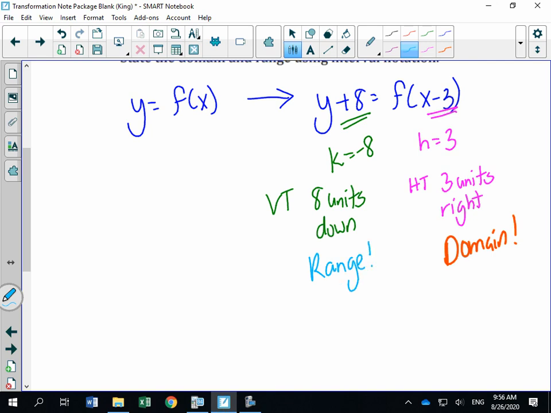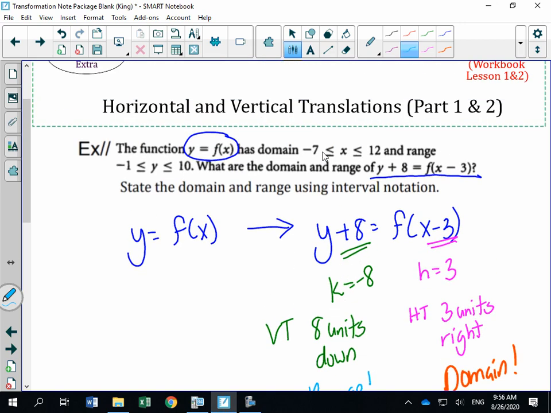Now, it wants the new domain and range in interval notation. Right now, this is in set notation. If I was to write this domain in interval notation, the smallest x value is -7 and the biggest x value is 12. If I was to do this range in interval notation, the smallest y value is -1 and the biggest y value is 10. That would be my range.